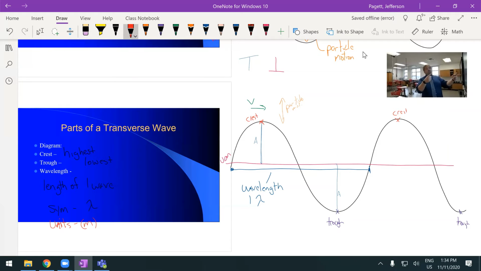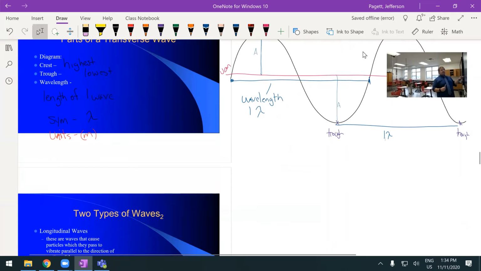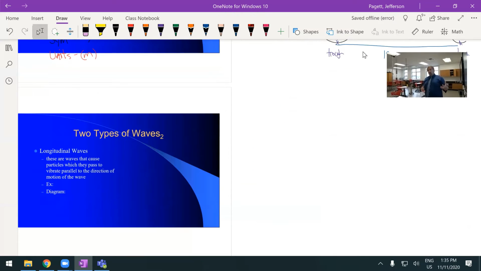Now, this is one wavelength that I've got diagrammed here, but it could also go from crest to crest. This is one complete wave as well. So that's one wavelength. Or I could go trough to trough. That's one whole wavelength. But it's got to be one complete wave from start to finish, just like before when we talked about one complete oscillation for simple harmonic motion. All right, so that is our transverse wave. The second type of wave is called longitudinal.